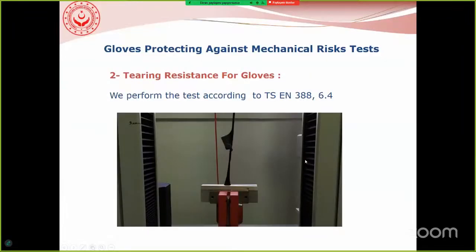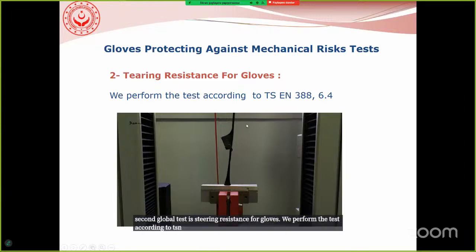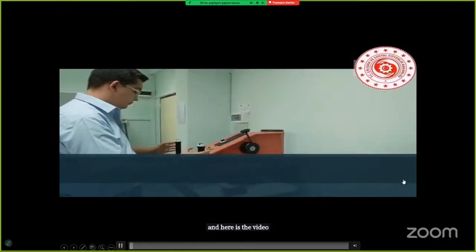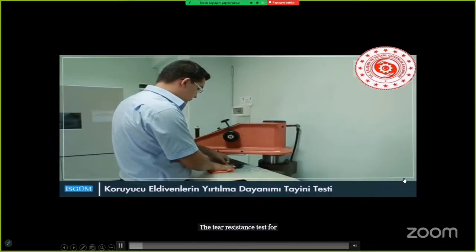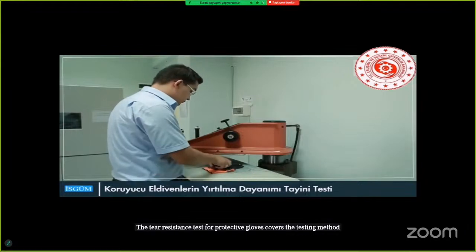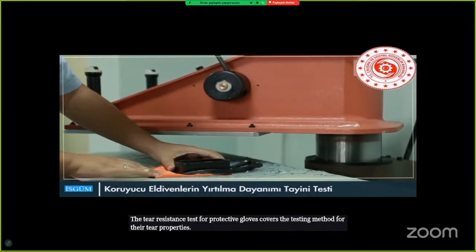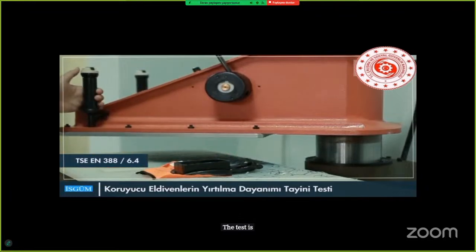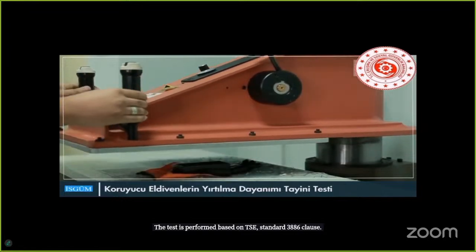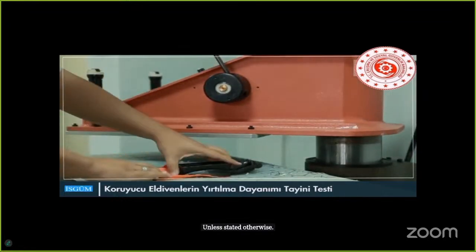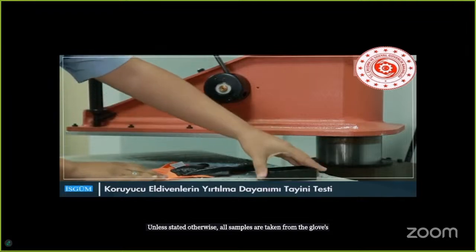Second glove protective test is tearing resistance for gloves. We perform the test according to TSN 388 again, and here is the video. The tear resistance test for protective gloves covers the testing method for their tear properties. The test is performed based on TSE standard 388, clause. Unless stated otherwise, all samples are taken from the glove's cuffs for classification.